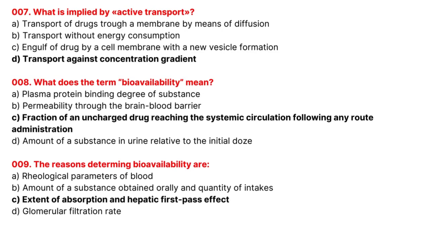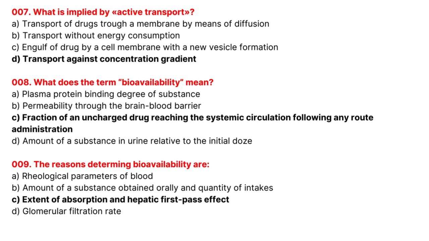007. What is implied by active transport? A. Transport of drugs through a membrane by means of diffusion. B. Transport without energy consumption. C. Engulfing of drug by a cell membrane with a new vesicle formation. D. Transport against concentration gradient. Answer is D. 008. What does the term bioavailability mean? A. Plasma protein binding degree of substance. B. Permeability through the blood-brain barrier. C. Fraction of an uncharged drug reaching the systemic circulation following any route of administration. D. Amount of a substance in urine relative to the initial dose.